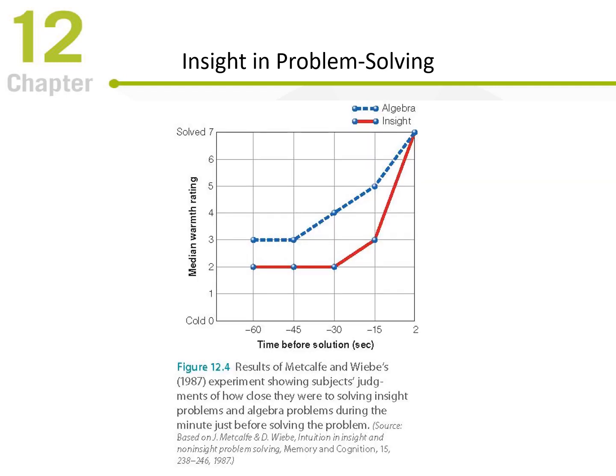So for graphing the results here, it looks something like this. This is the median warmth rating as a function of time before solution. If we notice the algebra problem here, participants are saying that it's very gradual. Their warmth rating is getting higher and higher. Whereas with the insight problem, notice that it stays pretty much the same, and then all of a sudden just shoots up very quickly. This is that insight we're talking about, that aha moment occurring here.